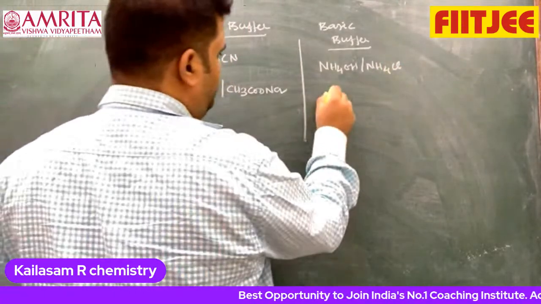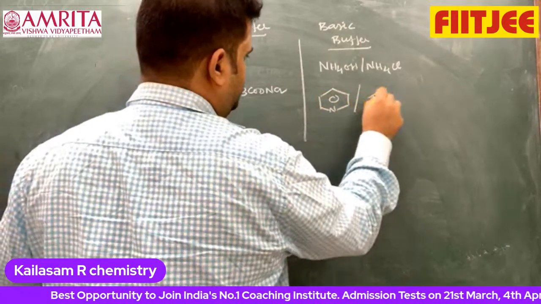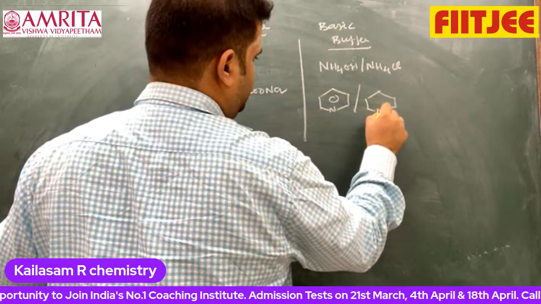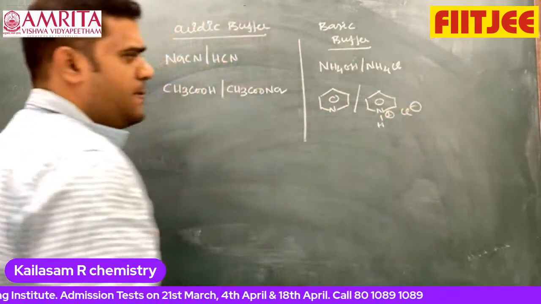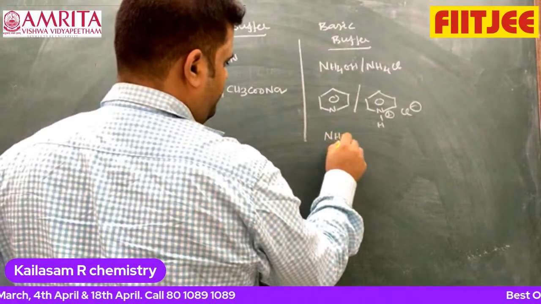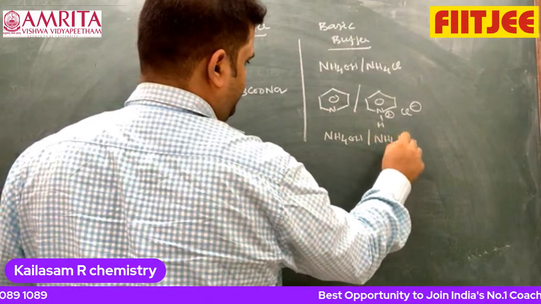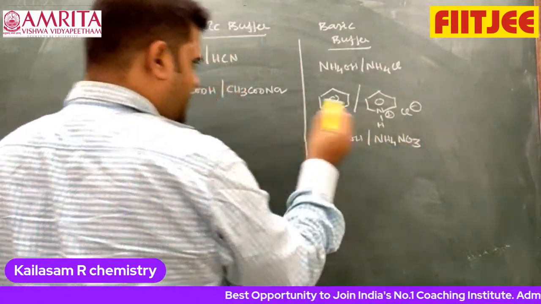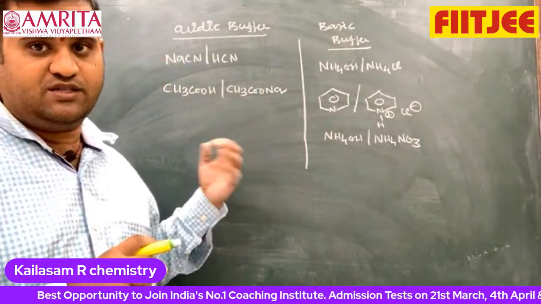Even you can take pyridine, alright. Even we can take NH4OH. So these are all weak acid and weak base examples. And what does a weak acid with a strong base always give?